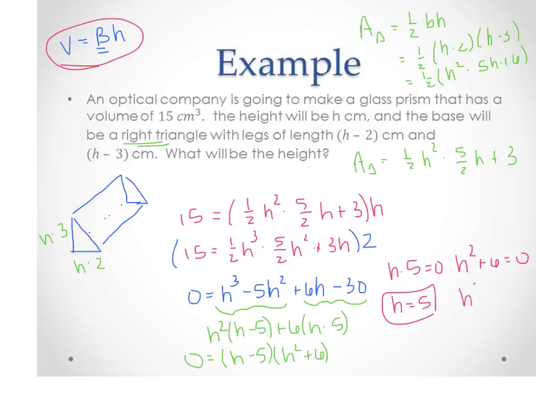The second one, you get h squared equals negative 6, which means that when you square root it, you're going to have an i in your answer. You're not going to have the height of a prism that has an i in an answer. So it appears that the height of the prism is 5, and we should probably put a unit on that, centimeters.